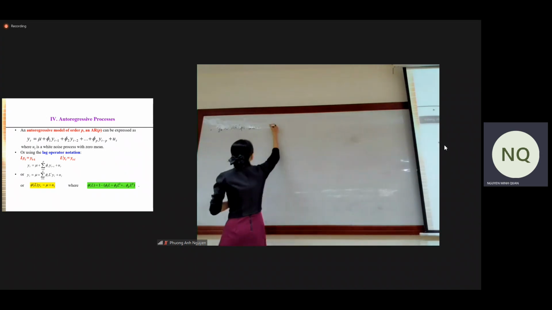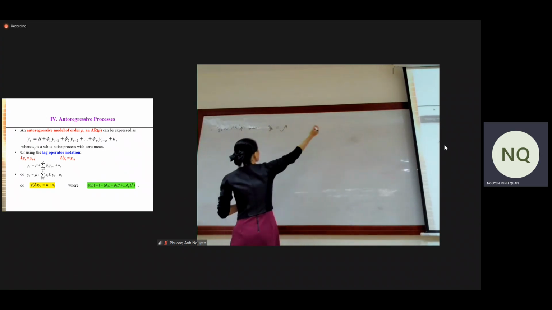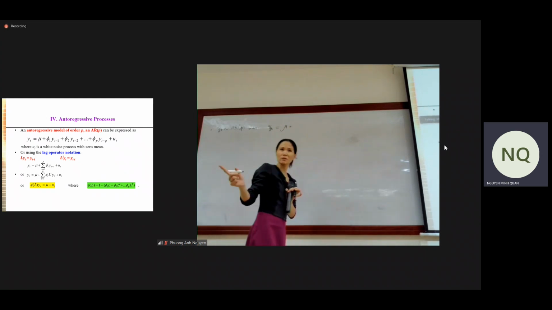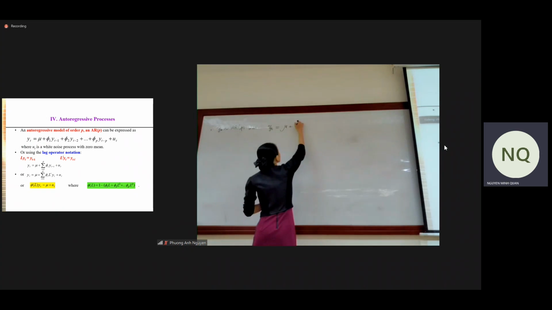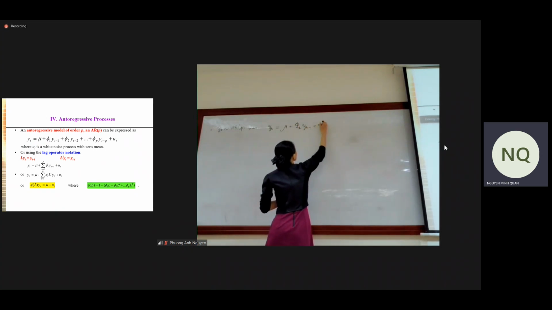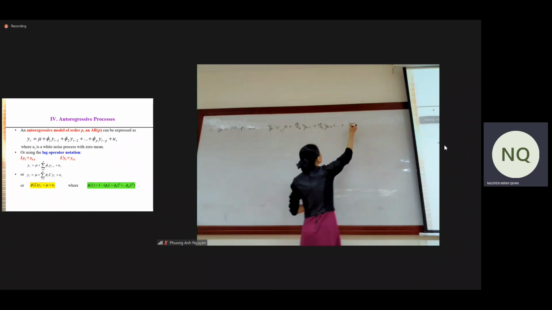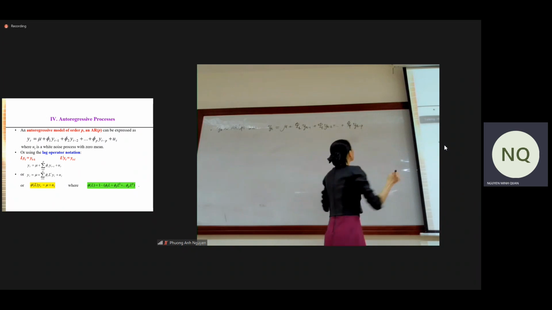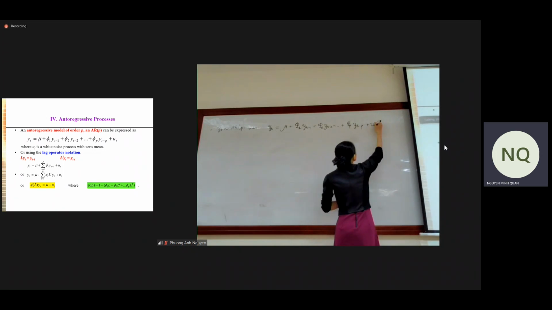We can express YT the following way: constant mu plus a linear combination with the coefficients phi. Phi 1 times lag 1, YT minus 1, phi 2 times lag 2, YT minus 2, up to phi P times lag P, so we get YT minus P. And don't forget the error term, plus UT.